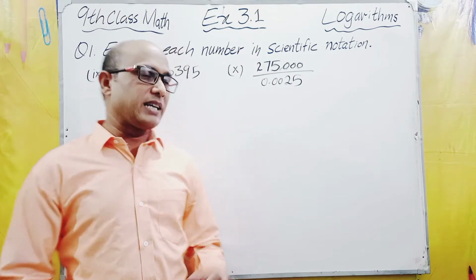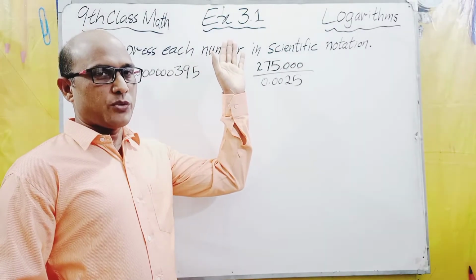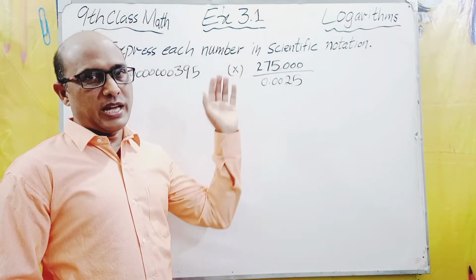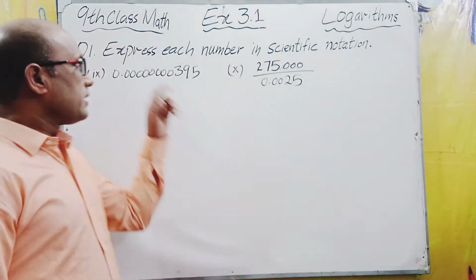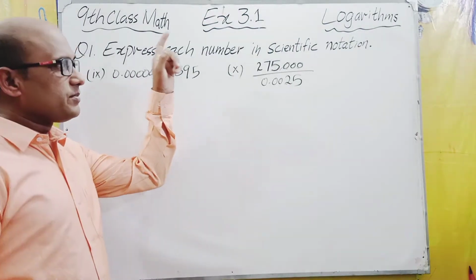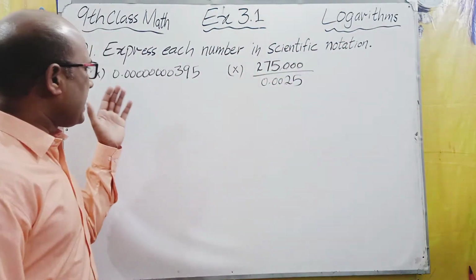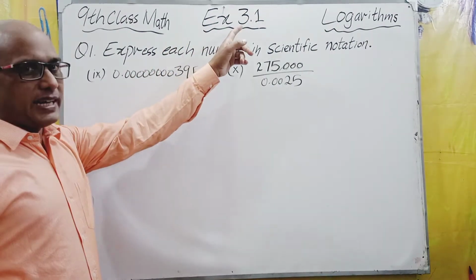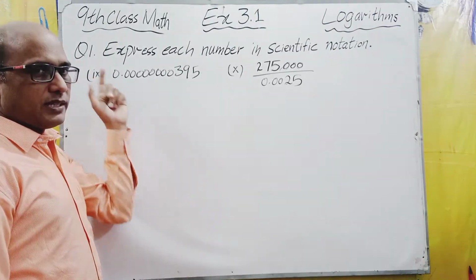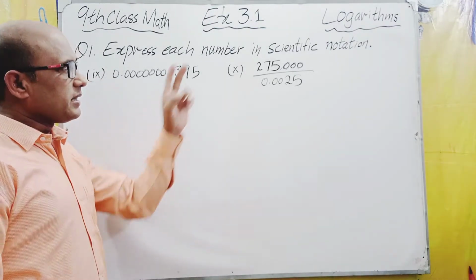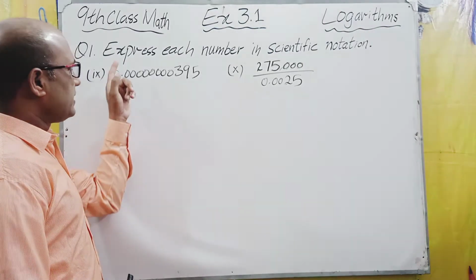I'm going to start exercise 3.1. This means we are going to start chapter number 3 of 9th class maths. Its name is logarithm. Let's start. In exercise 3.1, we have question number 1. There are only two questions in this exercise, so we'll start with question number 1.